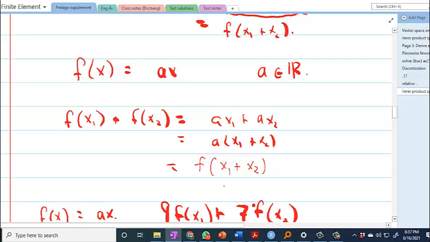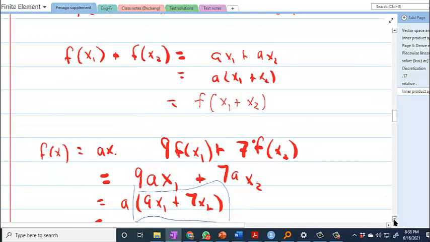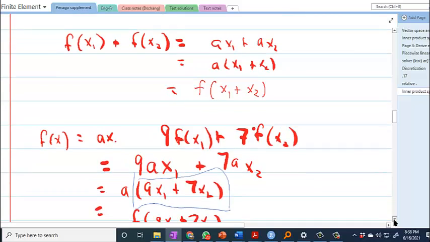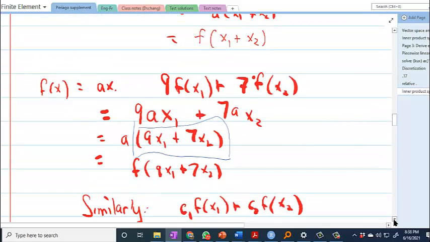So here we take f of x1 plus f of x2. This is the sum of the function at different values of x. We can generalize this expression by taking a constant times f of x1 plus a constant times f of x2. And we found that when we do that, the constants also go inside the function like this.